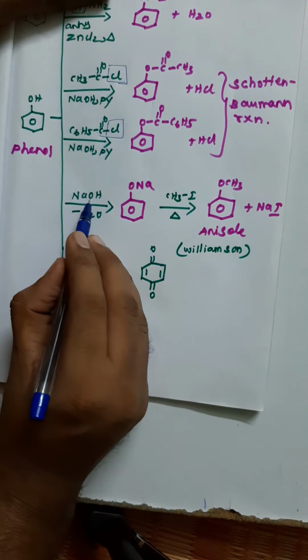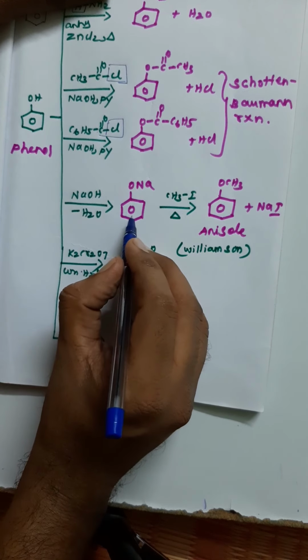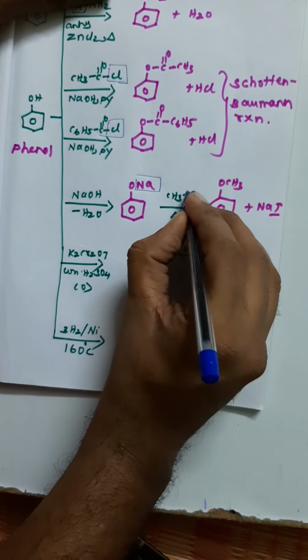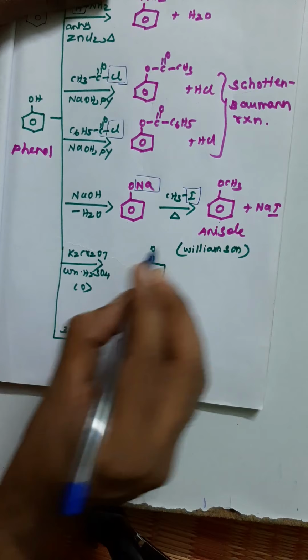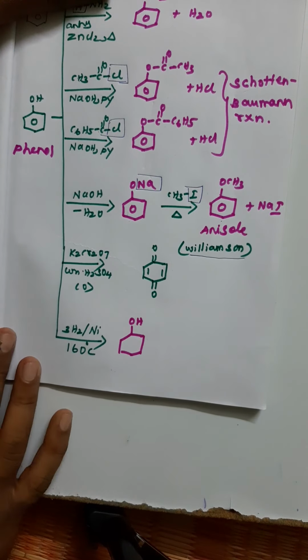When it reacts with NaOH, again H2O is removed, and we are getting sodium phenoxide. When it reacts with methyl iodide, NaI is removed, and we are getting anisole. It is nothing but an ether. This reaction is Williamson ether synthesis.